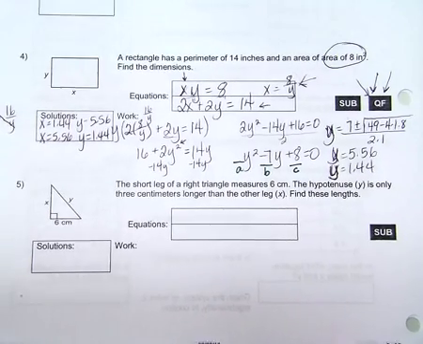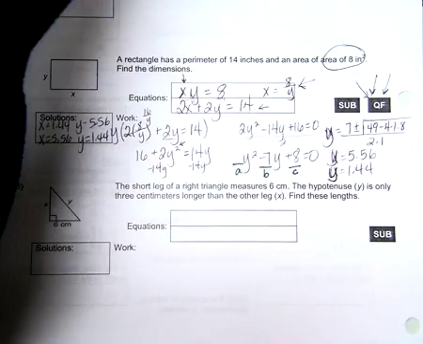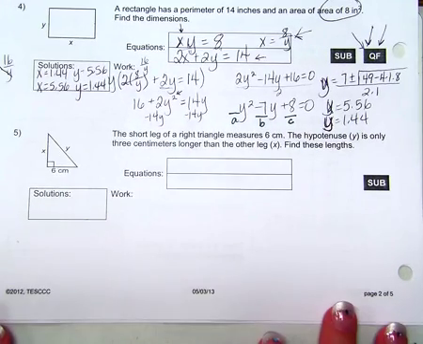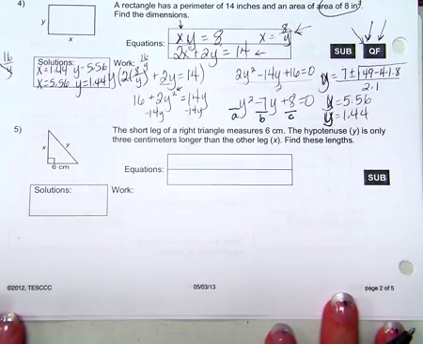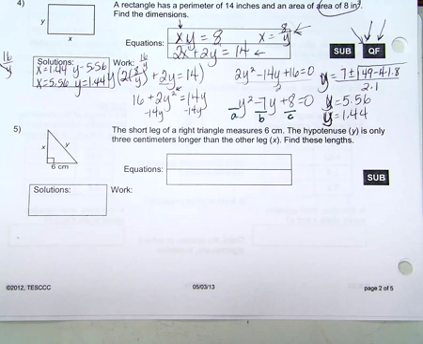All right, then let's look at number 5. How is number 5 different than the ones we just did? It's a triangle, right? So the short leg of a right triangle measures 6 centimeters. The hypotenuse is only 3 centimeters longer than the other leg. Find the lengths. The length of the leg.